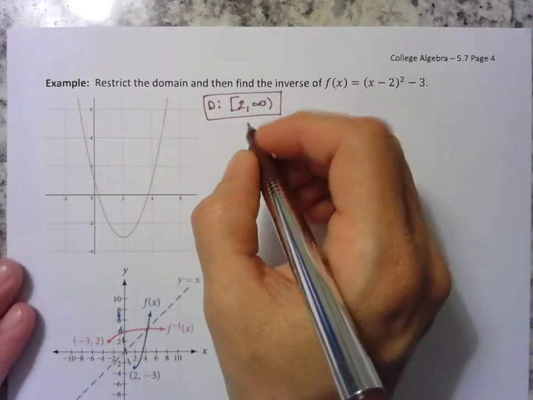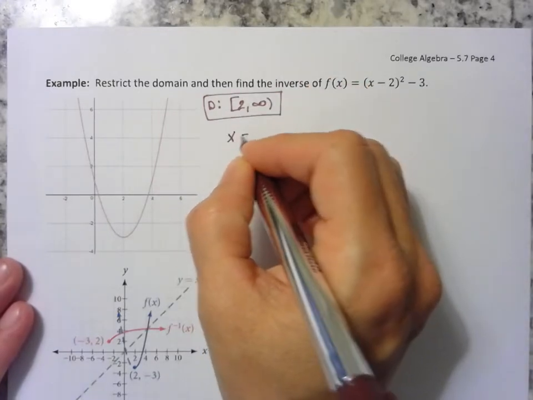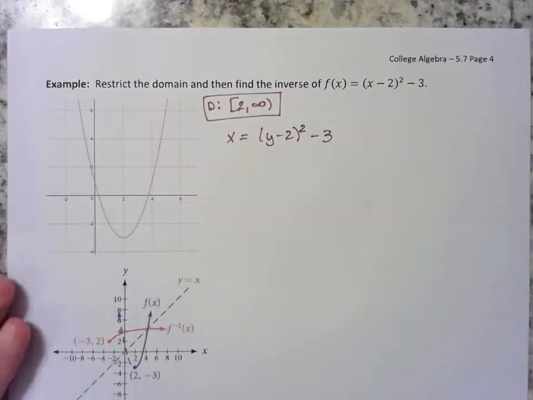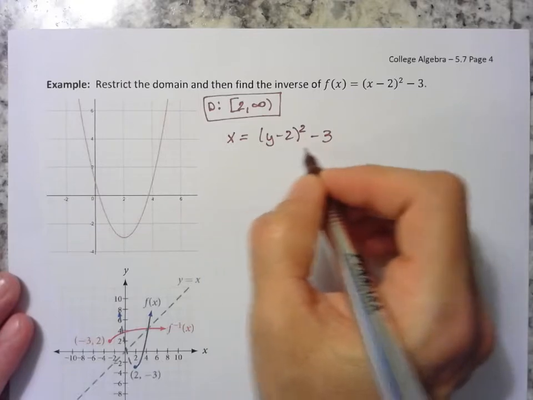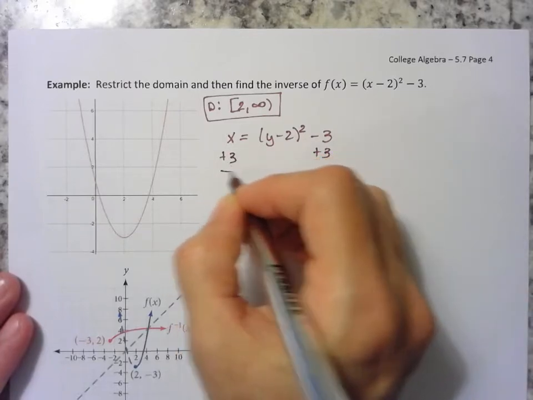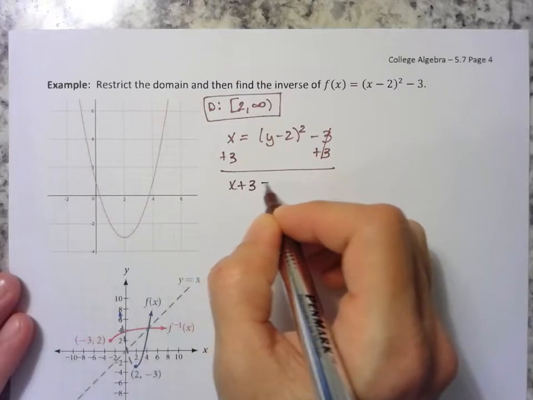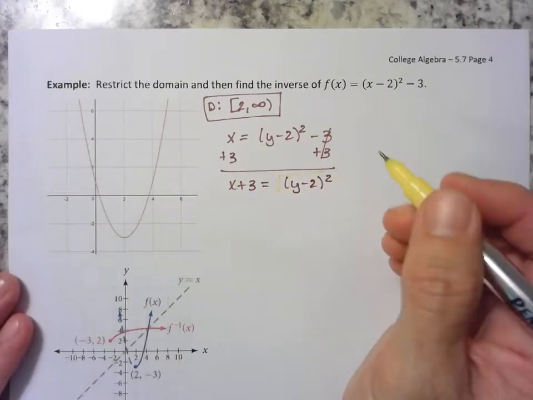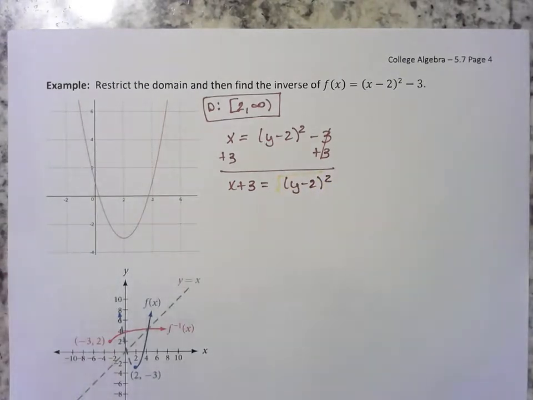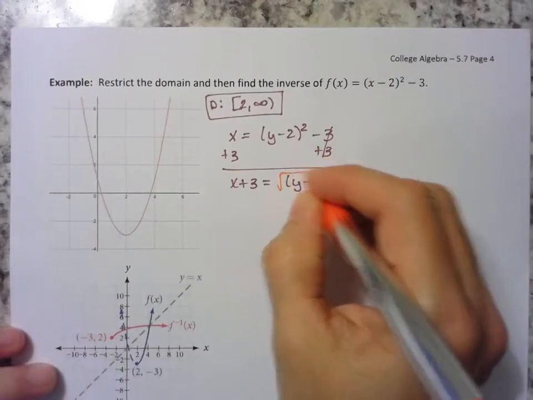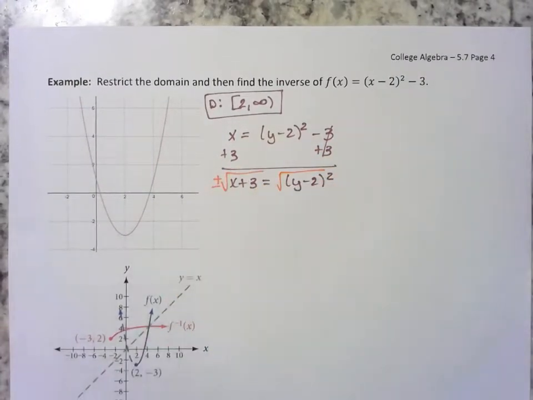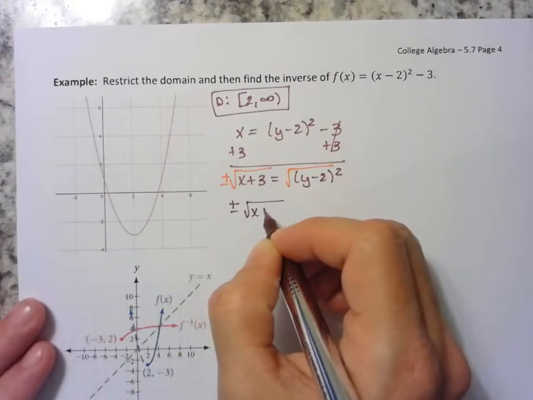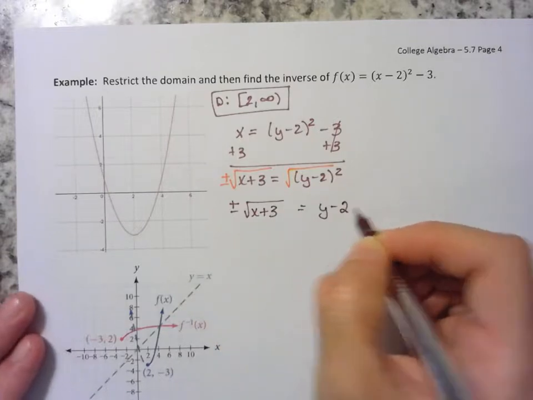Okay, now let's find the inverse. This is y, so we have x equals (y minus 2) squared minus 3. Okay, we need to add 3 to both sides. To get rid of the square, we need to take the square root of both sides. When you take the square root, don't forget plus or minus. So we have plus or minus the square root of x plus 3 is equal to y minus 2.